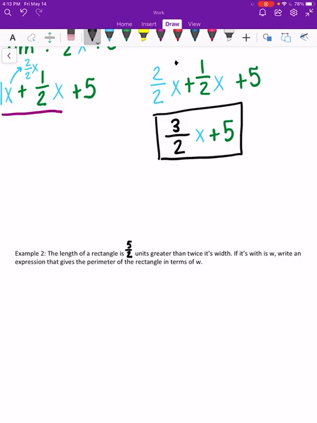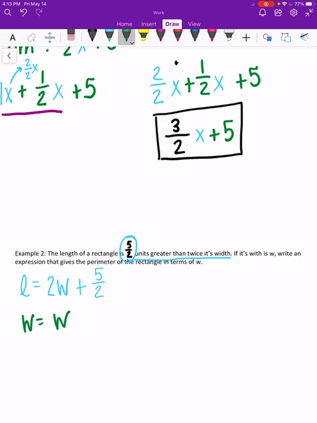So the length of the rectangle, let's see, we can do it in the colors again, is 5/2 units greater than twice the width. So it's 2 times the width, so 2 times W, and then it's 5/2 greater than that. So we're going to have plus 5/2. Okay. And then W is just W. Doesn't say anything about that.